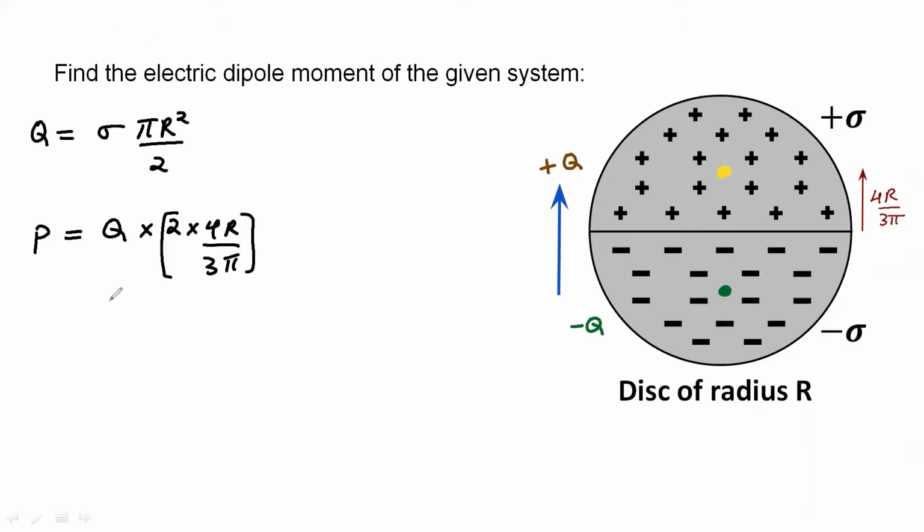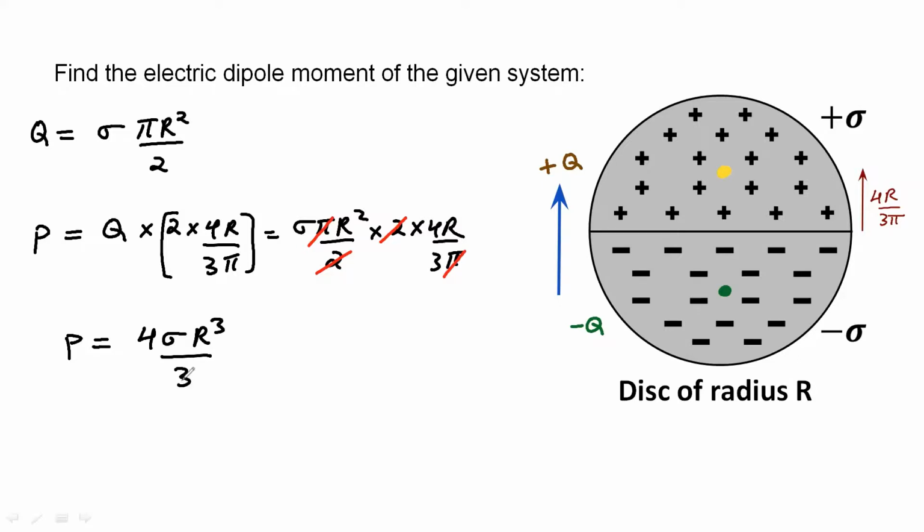So dipole moment is sigma pi r square over 2 into 2 into 4r by 3 pi. And so the dipole moment is going to be, you can see that 2 gets cancelled, pi gets cancelled. So you'll have 4 sigma r cube by 3. That's the dipole moment. All right. Hope you understood this.